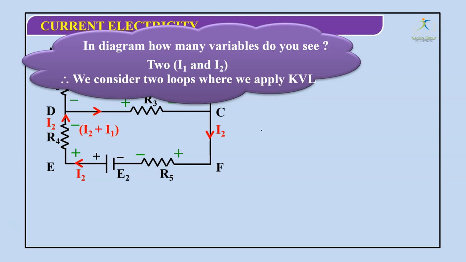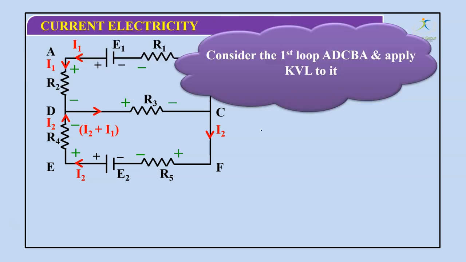We consider two loops where we will apply KVL, that means Kirchhoff voltage law. Consider the first loop, that means ADCBA. The thing to keep in mind, students, is that when the loop starts from A, it should end at A also. If it starts from A and does not end at A, that is not a loop.